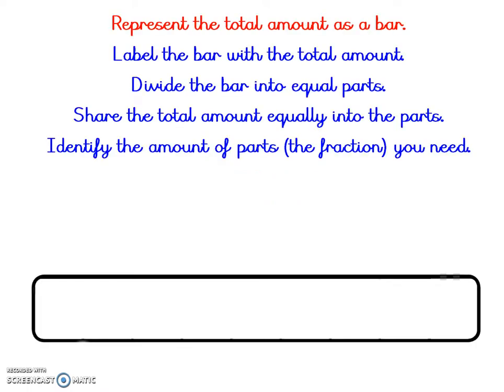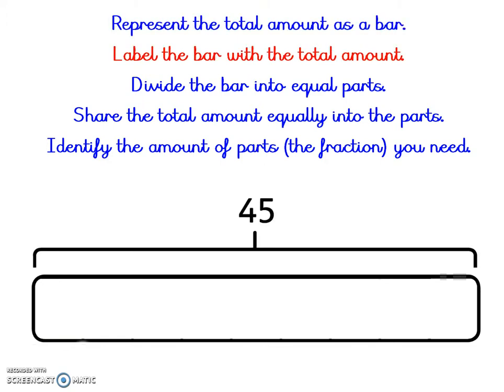So let's quickly recap on the strategy we've just looked at. Now this has been to identify and find a unit fraction of an amount. And the first step we had was we were going to use our bar model. So we represented the total amount, no matter how big or how small it is, as a bar. To help us remember how much we're dealing with, we've then labelled that bar with the total amount. So however many you've got of whatever you're looking at.